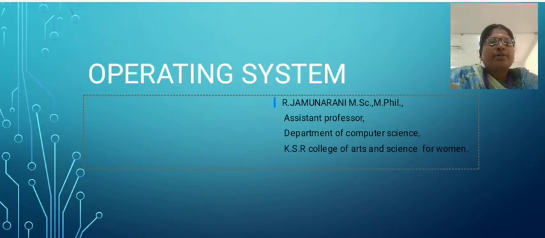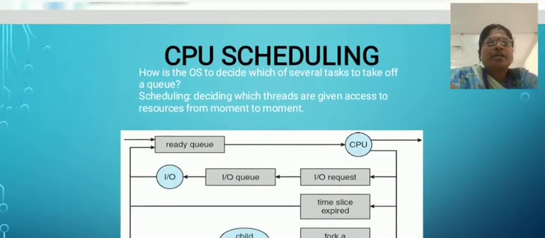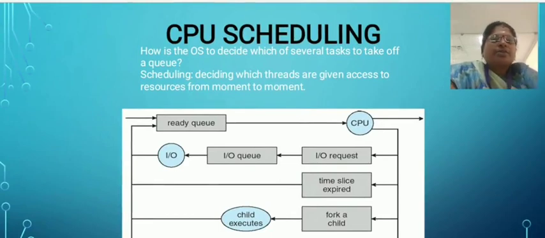Now I explain about scheduling in operating system. CPU scheduling. So OS is a multi-programming concept. Multi-programming means more than one process executed at the same time. So how is the OS to decide which of the several tasks to take off a queue? So the answer is scheduling. Scheduling is deciding which threads are given access to resources from moment to moment.